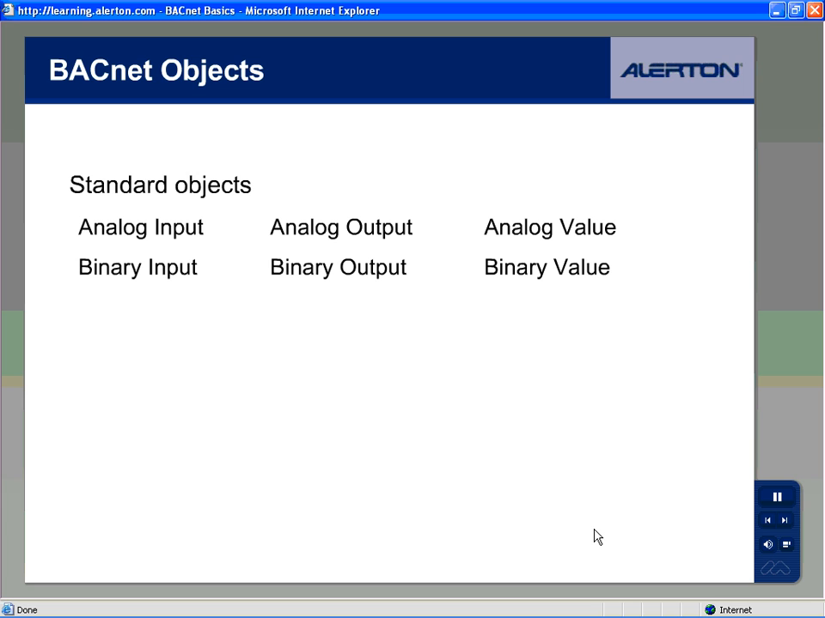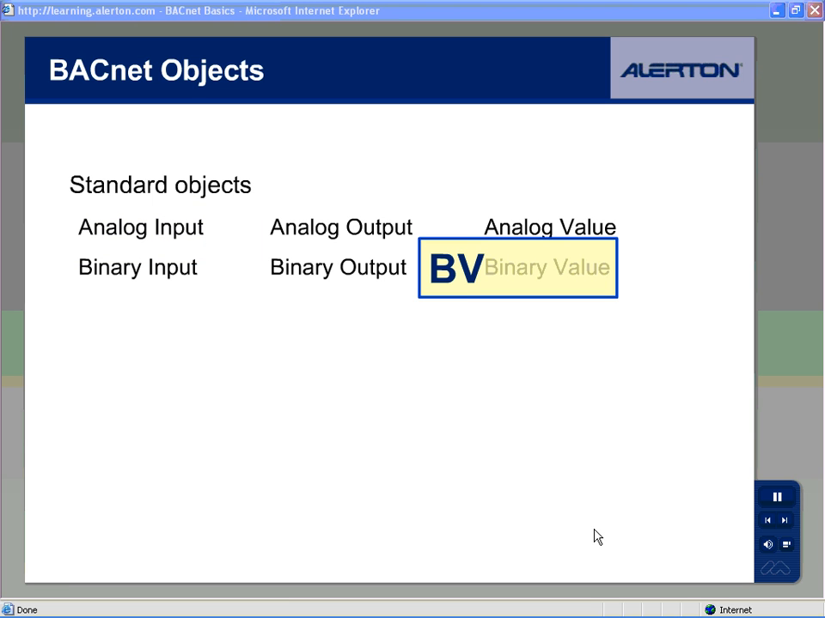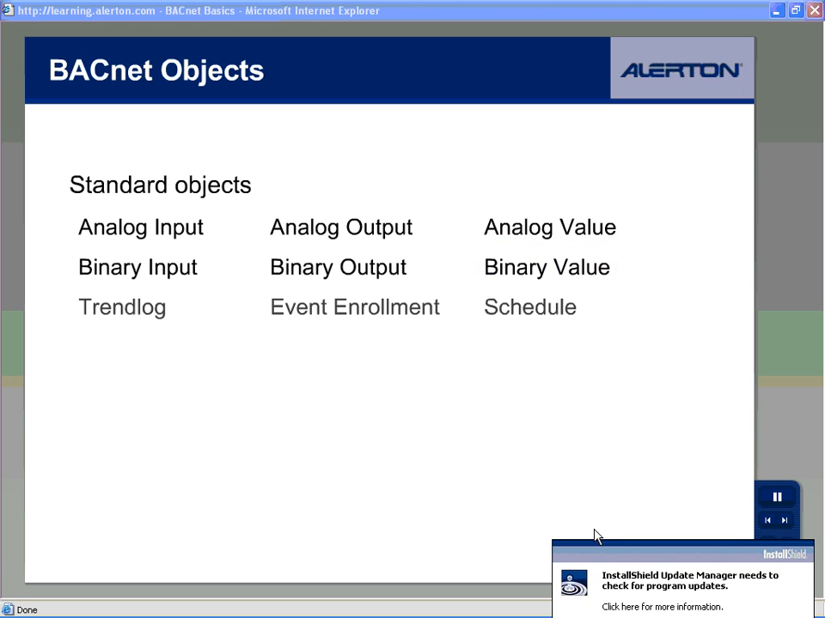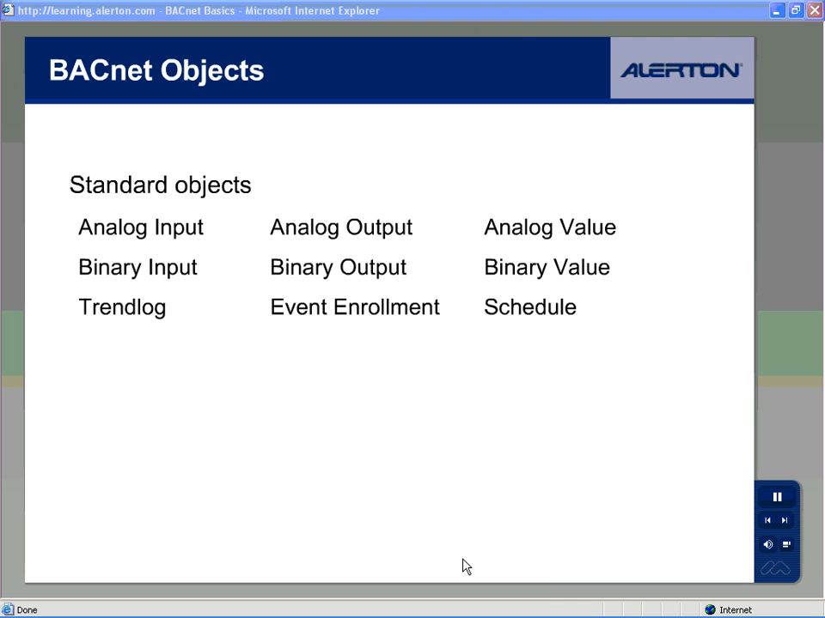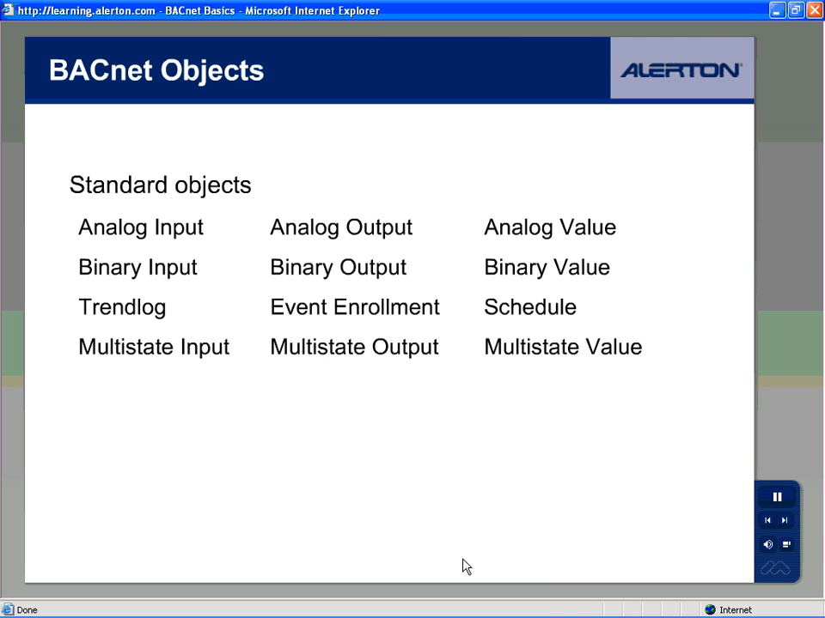We refer to these objects by the first letter of each term. For example, analog inputs are called AIs. Binary values are called BVs. Other BACnet objects you'll learn about soon are trend log objects, event enrollment objects, a fancy way of saying alarms, and schedule objects. The BACnet spec includes multi-state objects.